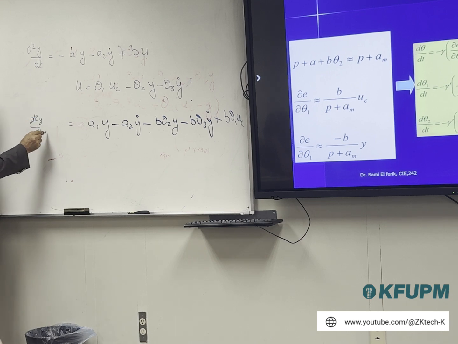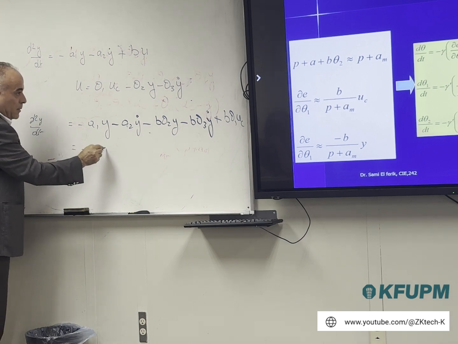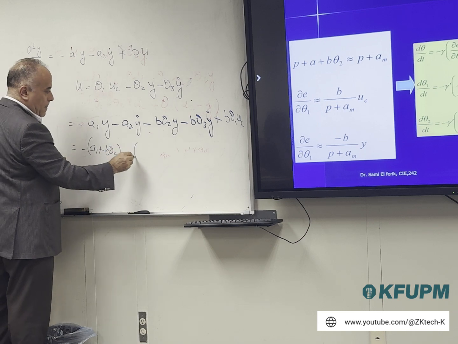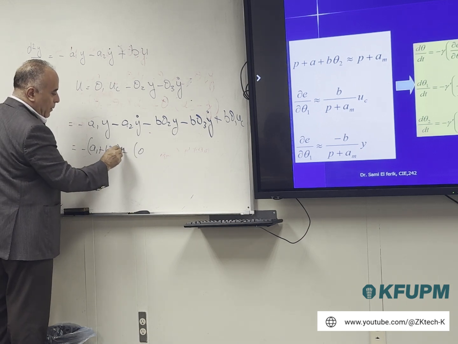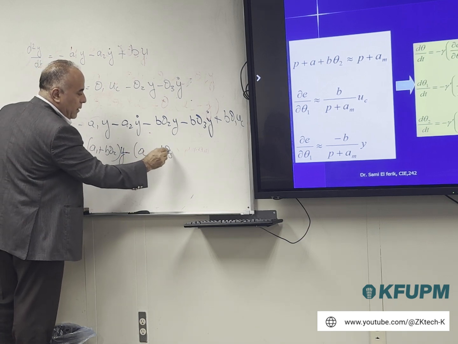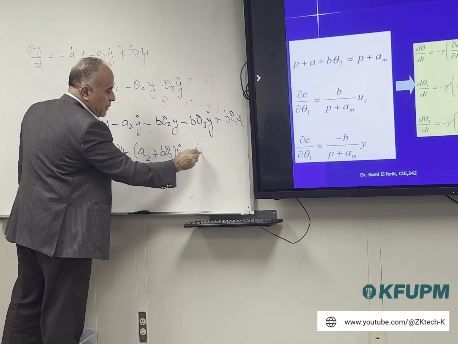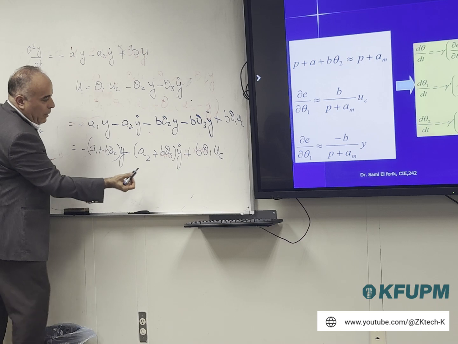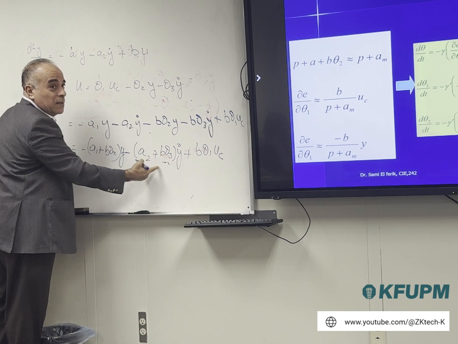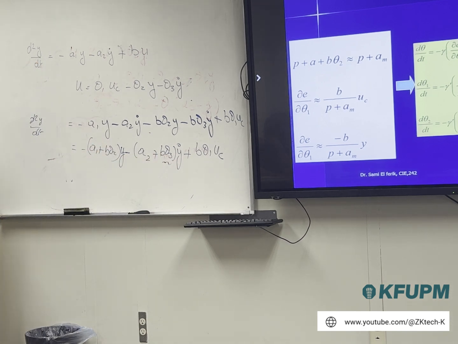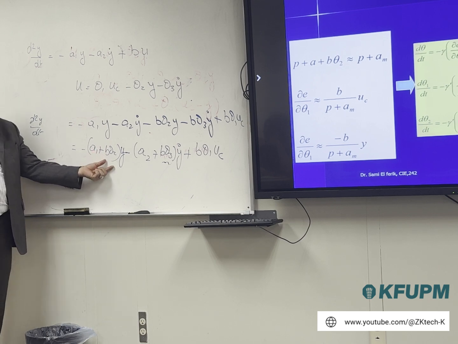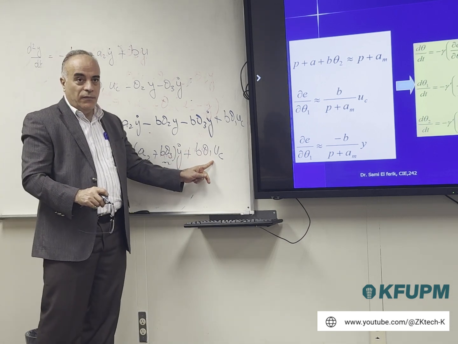So basically what you are getting is minus (a1 plus b theta 2) multiplied by y, minus (a2 plus b theta 3) y prime, plus b theta 1 UC. So you have here theta 3, which will help you to change the damping. Right? So you have the flexibility to change the damping, and you have here flexibility to change the elasticity of the system. And there is one more, which will allow you to change the feedforward.